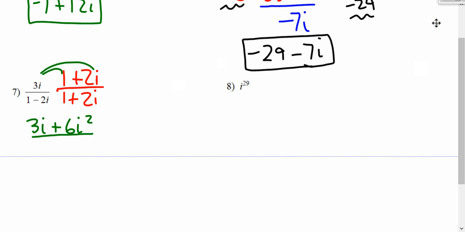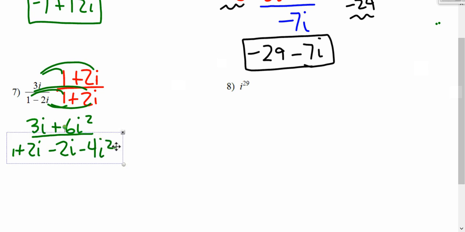On the bottom, we're going to have some distributive property as well. 1 plus 2i, and then distribute here and get minus 2i minus 4i squared. You should notice that these two things cancel out. That will always happen. But you've also got some i squareds. If i squared is negative 1, then you have 6 times negative 1, which is going to be negative 6. And you've got negative 4 times negative 1, which is going to be a positive 4.